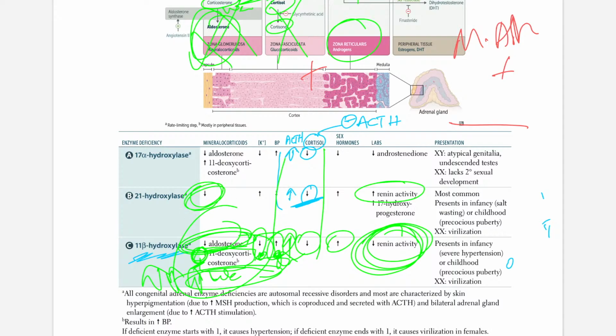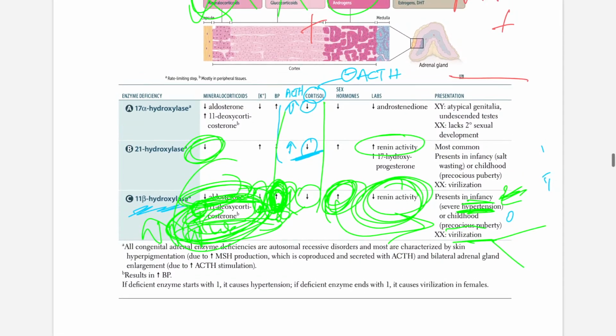Okay, the presentation is going to be, in infants, you will see severe hypertension. Again, why? Because you have this aldosterone activity, which will cause increase in blood pressure right here. So hypertension. Or childhood precocious puberty. Again, because you have sex hormones, it's going to cause precocious puberty. Again, in females, it's going to cause virilization. You have masculine looks, you have male pattern hair growth, and that is what you see with this.